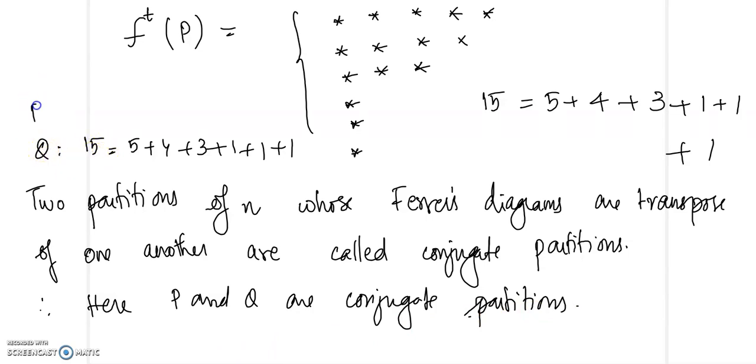We have Q and P; P had the value 6 plus 3 plus 3 plus 2 plus 1. Now you can see that when you have conjugate partitions, the number of parts in P will be equal to the largest size in Q. In Q we have 5 parts, so the number of parts in Q equals the largest size in P. Similarly, here the number of parts in P is 5, which is equal to the largest size in Q, that is 5. And the number of parts in Q is 6, which is equal to the largest size in P. So that is an observation we obtain from the conjugate partitions.